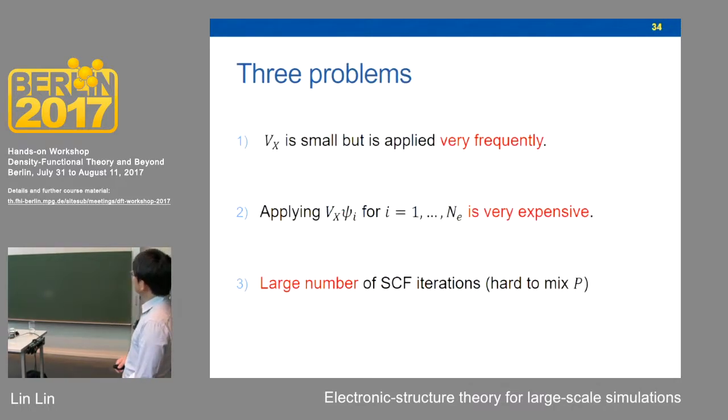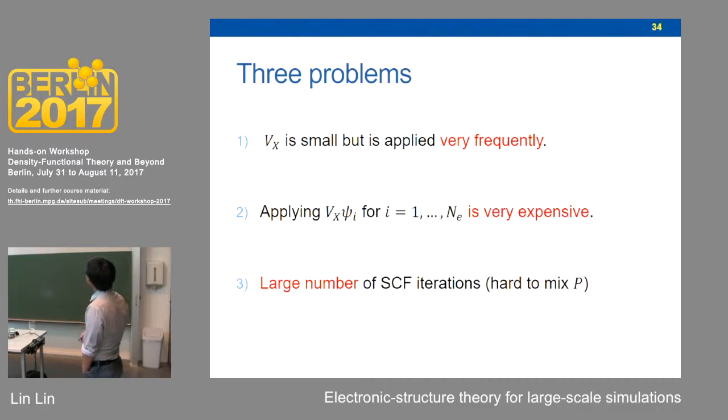So adding this one operator, I want to say it really introduces three kinds of orthogonal problems to your algorithm compared to a GGA calculation. The first is that the exchange operator is kind of small in terms of the energy, which is 5% of the energy or so, but it's applied very frequently. And the second is each application is very expensive. And the third is, because of this two-level SCF structure, it induces a very large number of SCF iterations. It's hard to mix a density matrix.